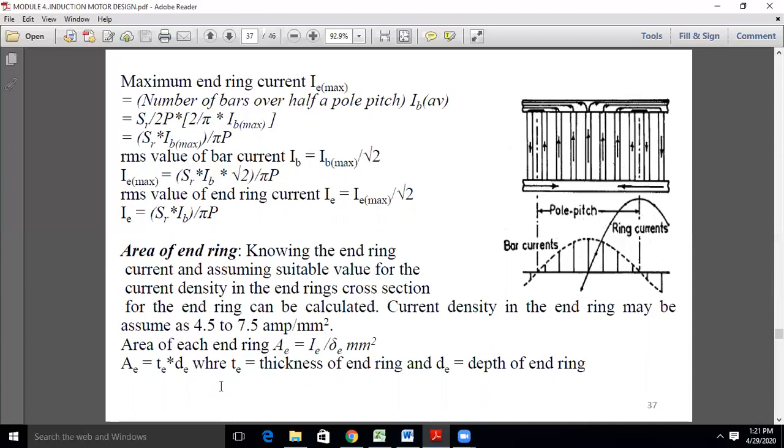In the next session, I will cover the design of the wound rotor, what parameters we need to consider, and the different formulas, and we will solve some examples on the rotor design.